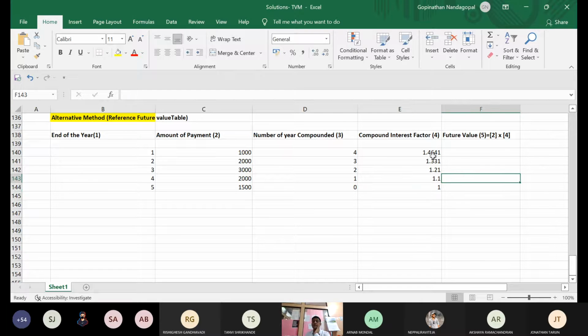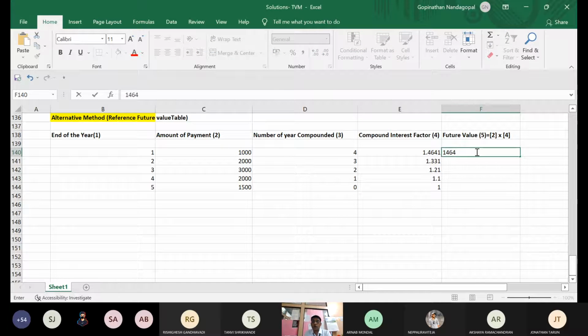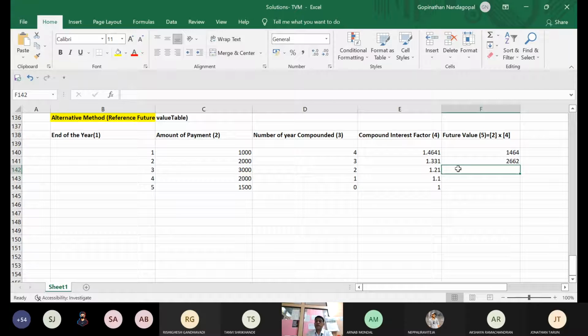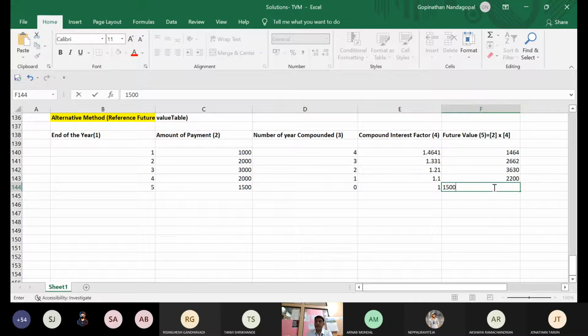Yeah, okay. So the values are like this. Now you multiply. This is the meter. Now tell me the value for the first one. You get 1464. I've just calculated, I just write it. The second one you get 2662. So if you multiply 2 into 4, the third one you get 0. The fourth one you get 2200. And the last one you get 1500.